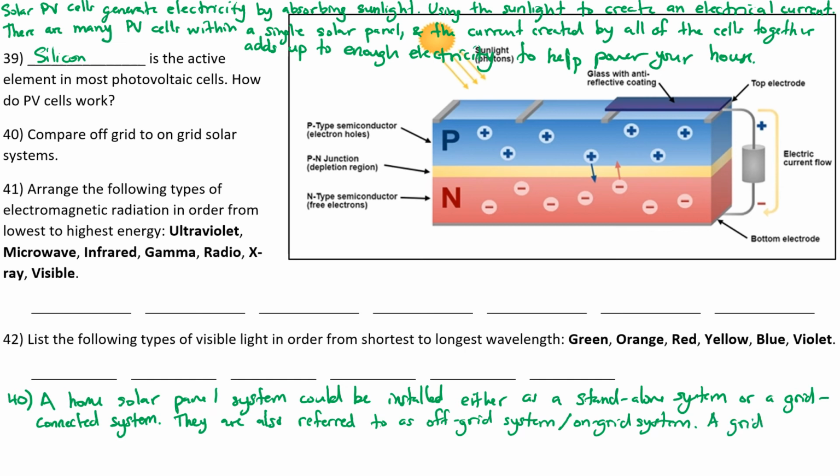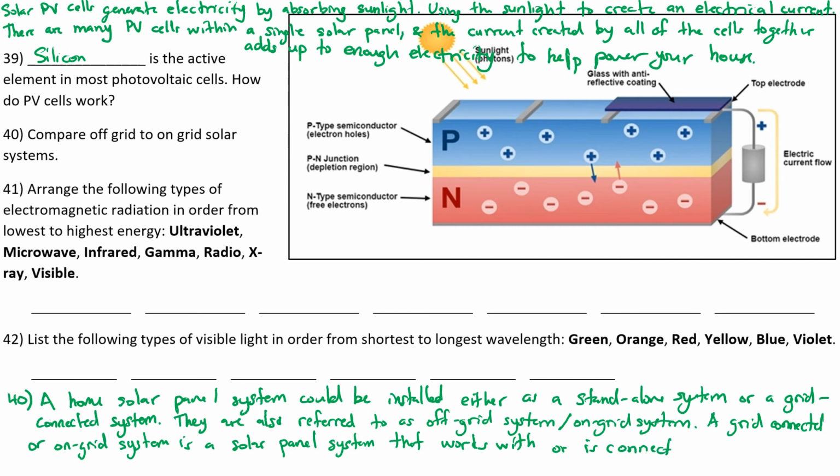A grid connected or on-grid system is a solar panel system that works with or is connected with a utility grid.